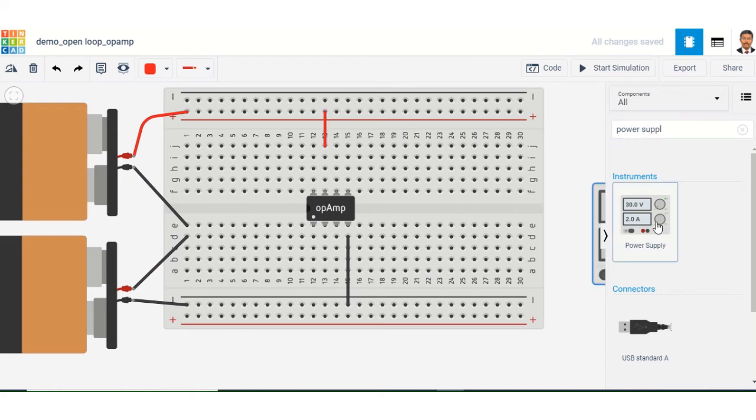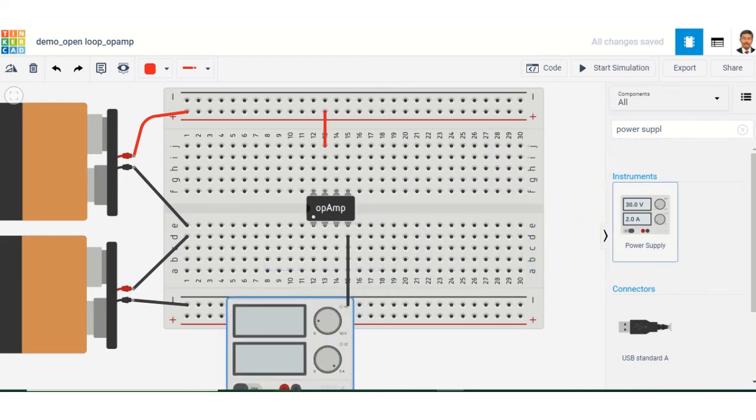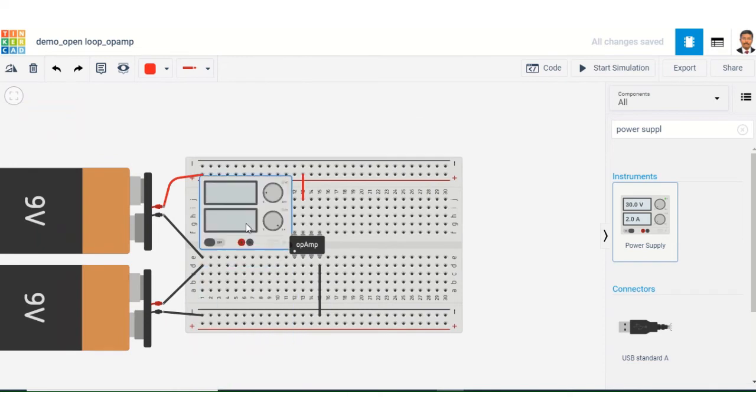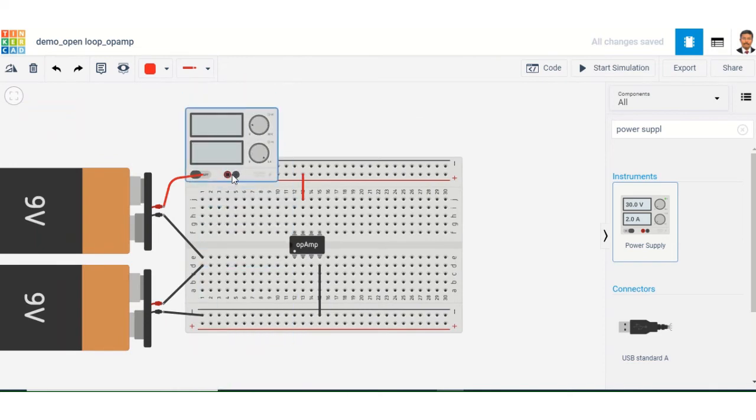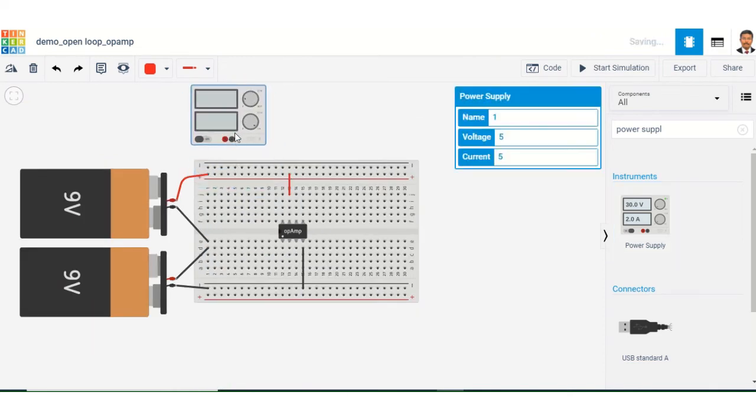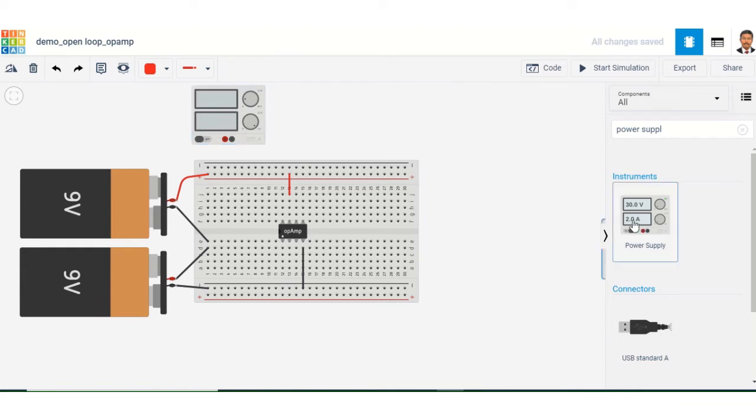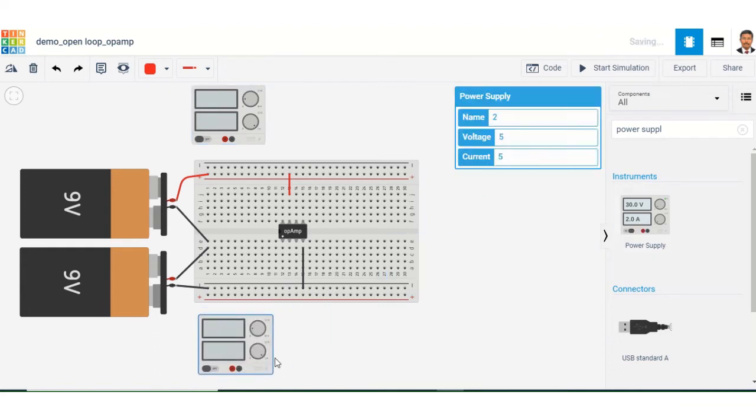Okay, so this will give the DC inputs. This is for inputs. This battery is for the power supply, and we can name it as RPS, regulated power supply. These two are for giving the inputs.